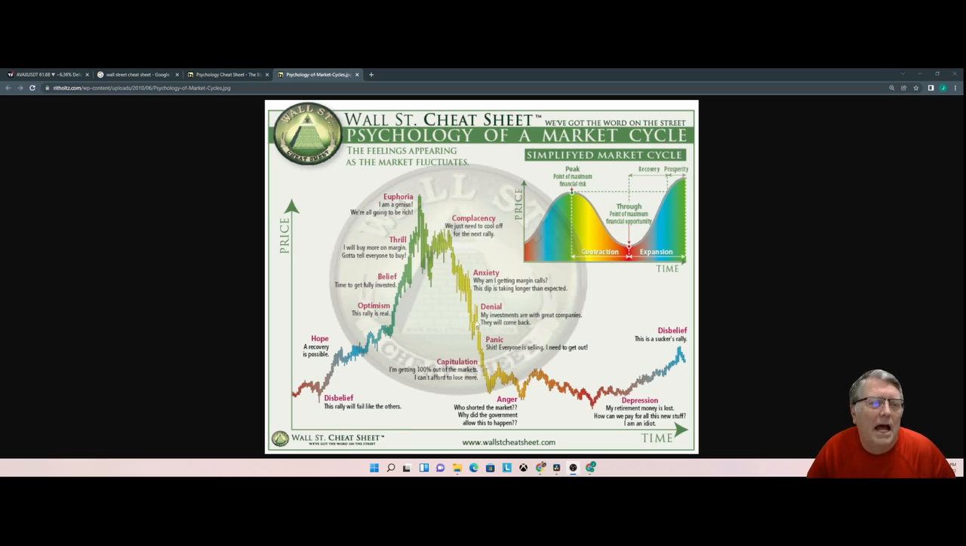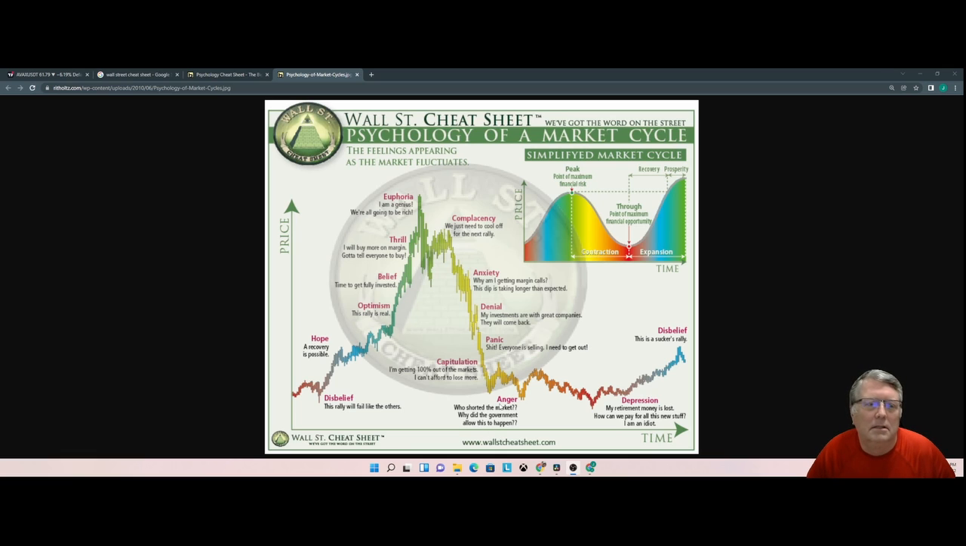And as it falls even farther, people start to panic sell, and they're just screaming that they've got to get out of it, even though a lot of people bought up in this area. They're all panicking and losing money. And then capitulation, a complete realization that it's not going to work. They're 100% out of the market, and they can't afford to lose any more because they've already lost a lot.